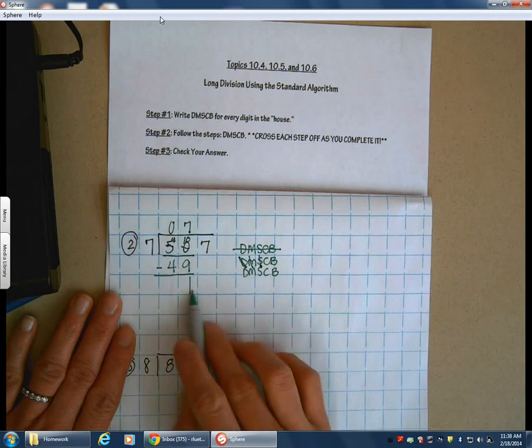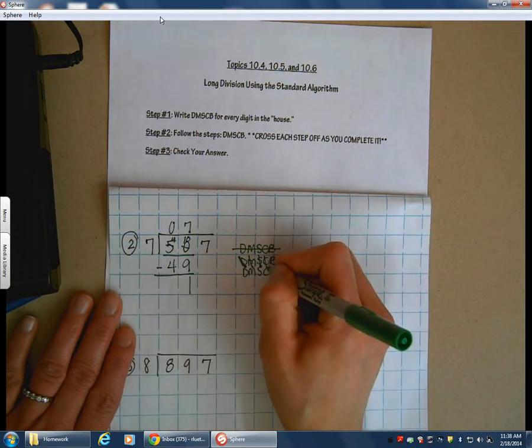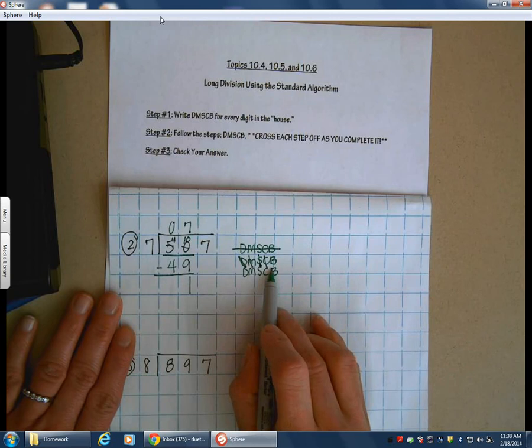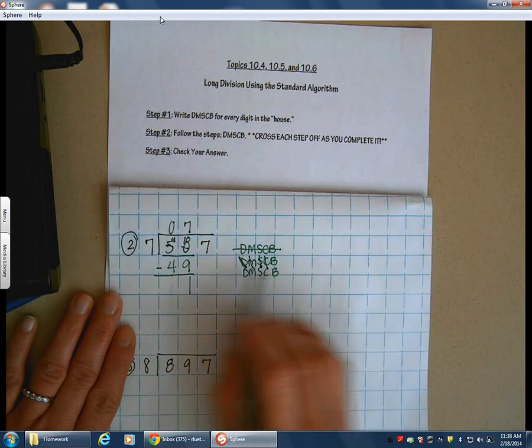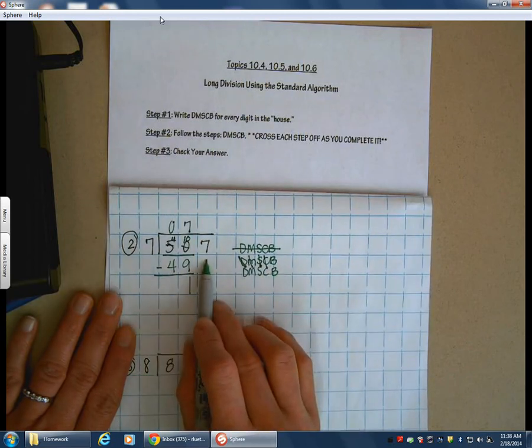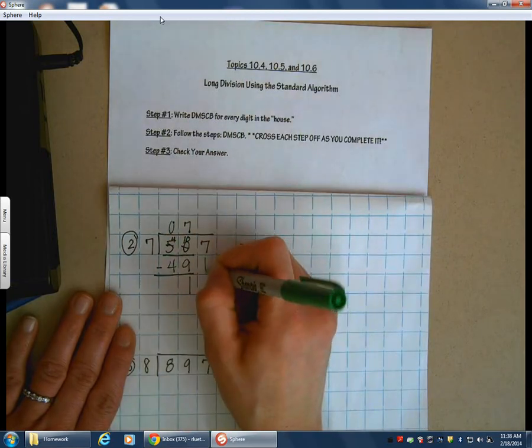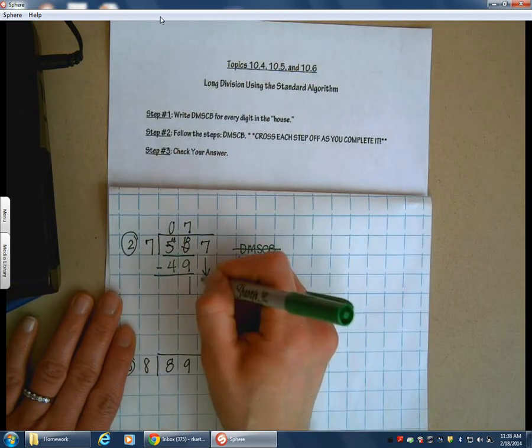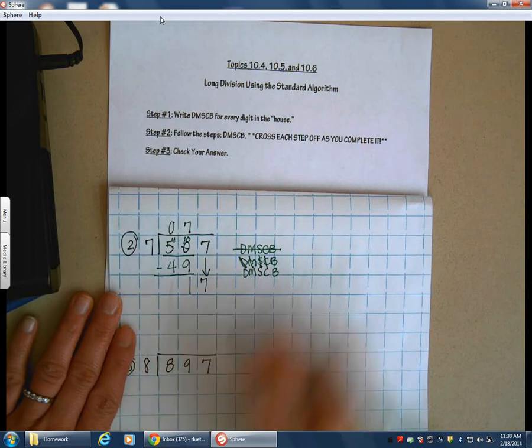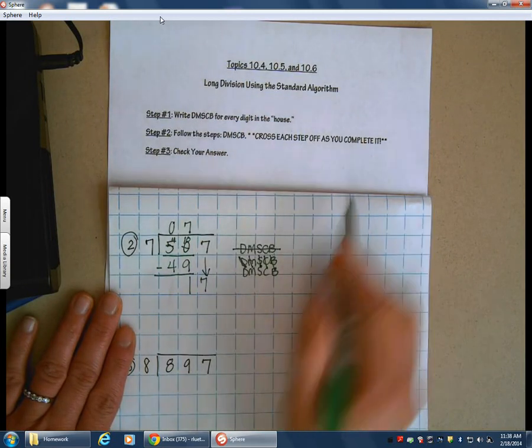1 is less than 7, so I can move on. The B says bring up or bring down. I do have a digit left in the house, so I need to bring it down. So I draw an arrow right to the spot where I'm going to bring it, and I drop it right here. Cross it off. Now I have to start again.